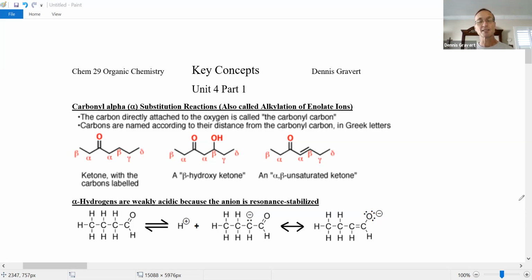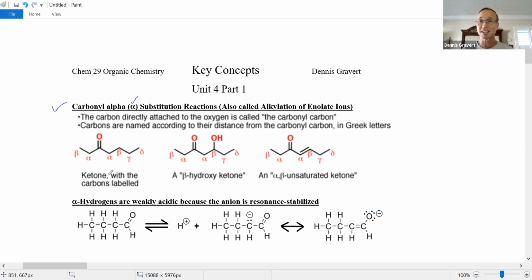Let's review a couple things. Organic chemistry, actually all chemistry, builds on prior knowledge. We keep stacking on top of old knowledge, and that's what we're doing here. So if we look at the name of this section, these are going to be alkylation of enolate ions, or the more proper term is carbonyl alpha-substitution reactions. So let's review what alpha stands for.